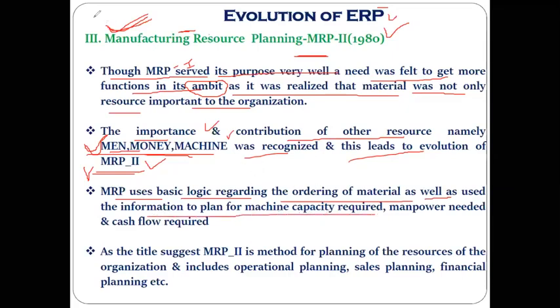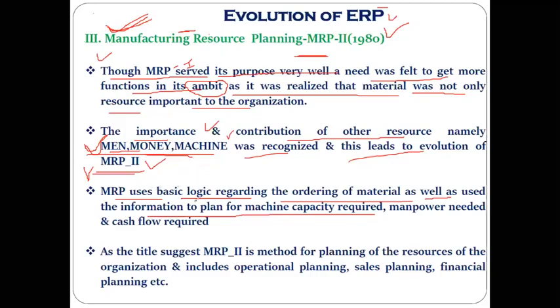Now in MRP2, is the previous two stages' functionality also included or not? Yes. So step by step, development is happening. Okay, what was the drawback of the previous? That drawback was being eradicated in the next stage. Same thing is happening in MRP2. Previously, men, money and machine were not handled, and in order to handle that, the third stage was developed.